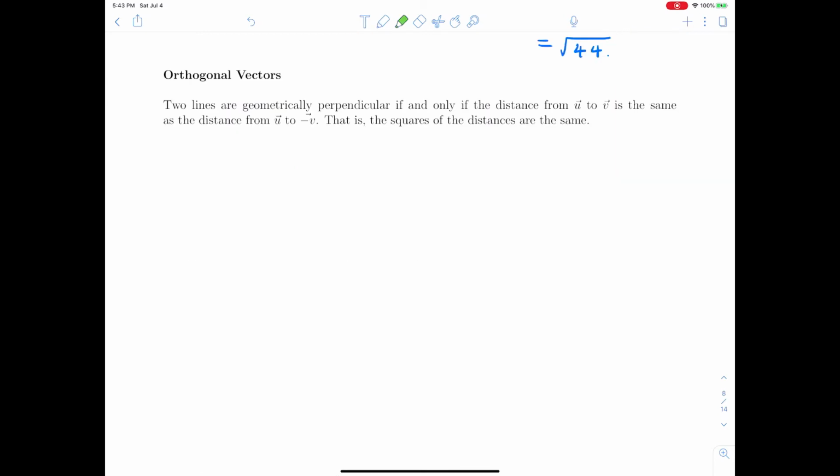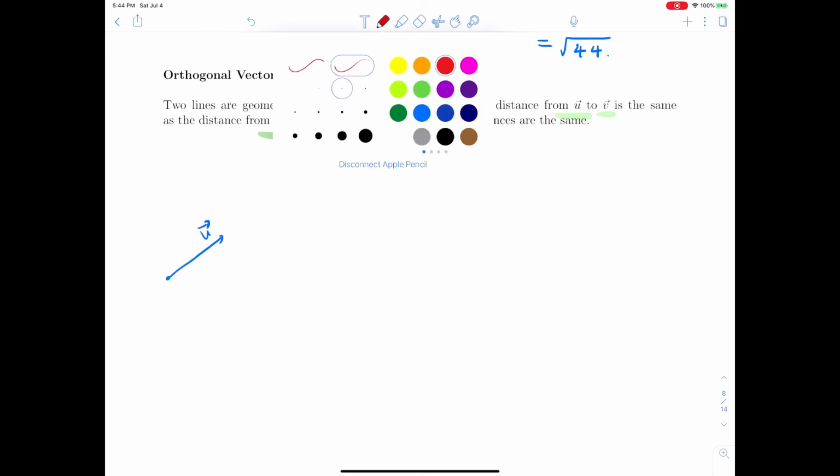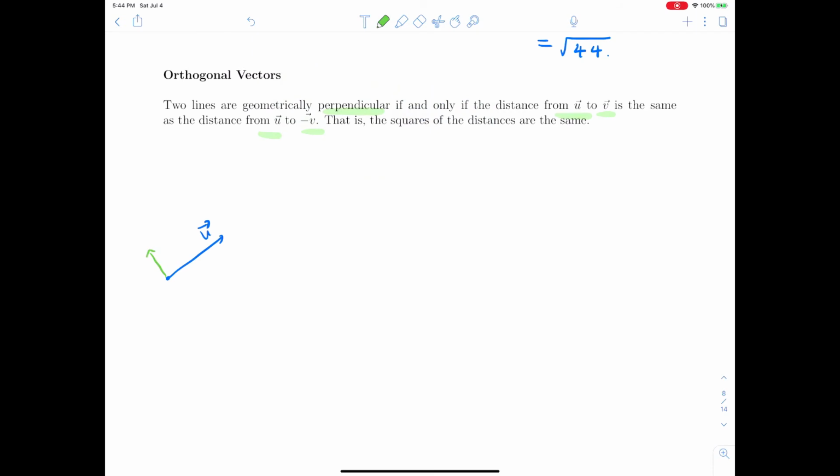Okay, so let us talk about orthogonal vectors. We can observe that two lines are geometrically perpendicular if and only if the distance from u to v is the same as the distance from u to negative v. So let us draw the picture of this one. If you have a vector u over here, and let's say this green one is vector v, and this one is the opposite of the vector v.